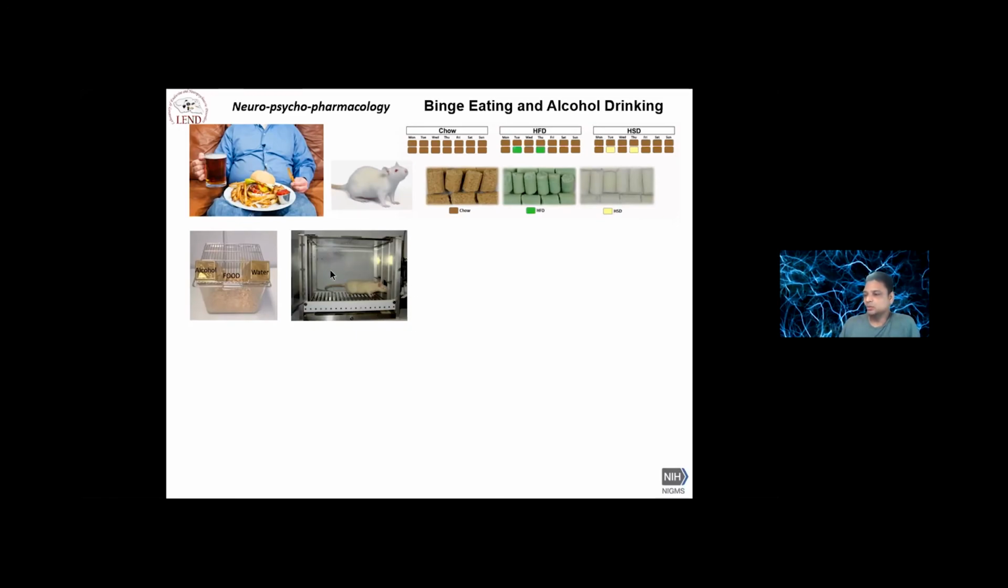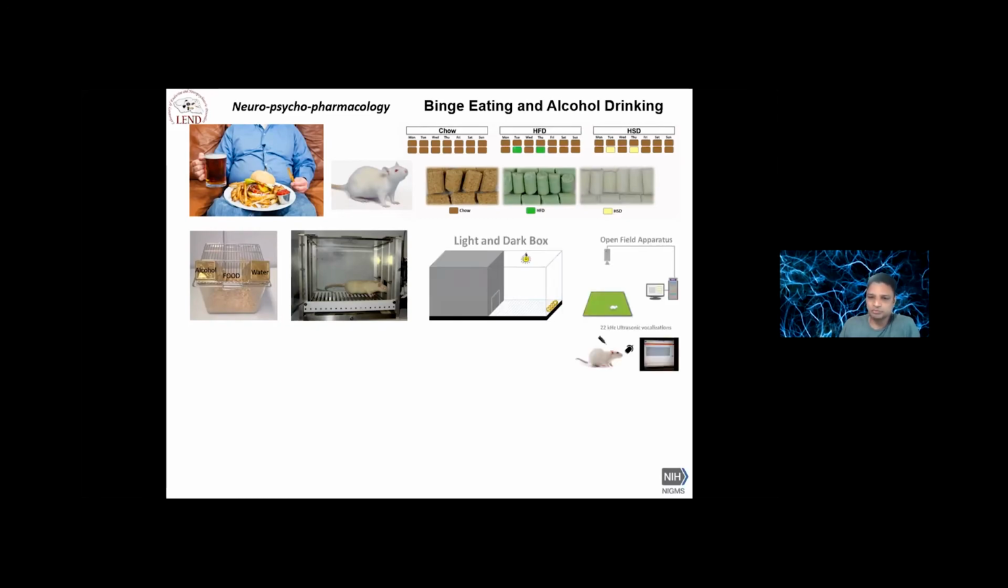And once we figure out the alcohol drinking and how it impacts, then we do a whole bunch of behavioral assays, like the light and dark box, open field test, and 22 kilohertz vocalization. So what are these? Basically, this measures the emotional status of the rat. For example, this is measuring anxiety-like behavior. This is measuring whether the locomotor activity is impacted or not.